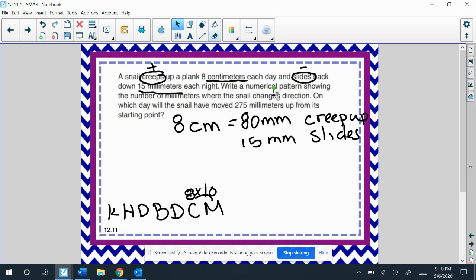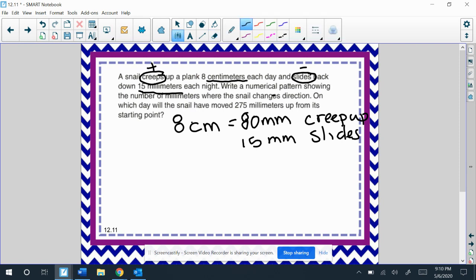Well, I'm going to draw this out. I'm going to make more room for myself. I'm going to start with day 1, and he moves 80. Then at night, he goes back 15. Okay, I need to subtract that. 80 subtract 15. Can't do that. I need to regroup. 7 subtract 1, and I get 65. So on day 1, he made it 65.